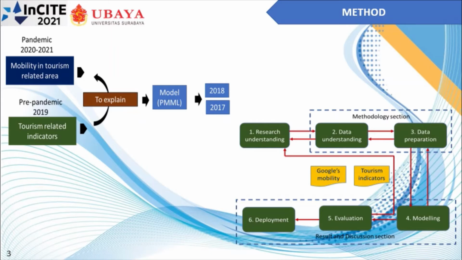The study adopts the data mining method, which is implemented using a process framework. We can see the figure on the right, CRISP-DM. CRISP-DM stands for Cross Industry Standard Process for Data Mining. Here are the 6 steps, from research understanding, data preparation, modeling, evaluation, and deployment.